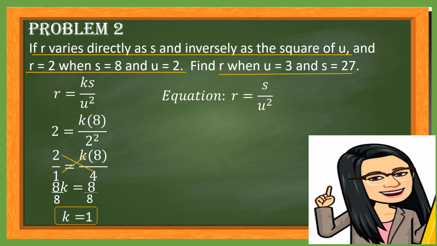Now find R when U is equal to 3 and S equals 27. By substitution, R is equal to 27 over 3 squared. And the square of 3 is 9. Then 27 divided by 9 is 3. So R is equal to 3. Let us proceed to this problem.